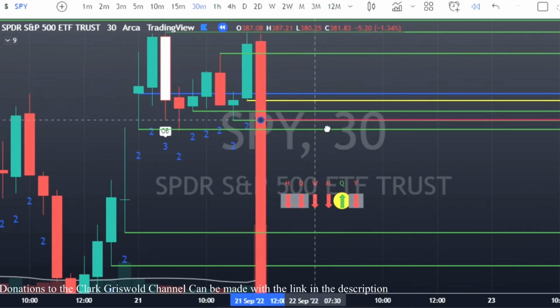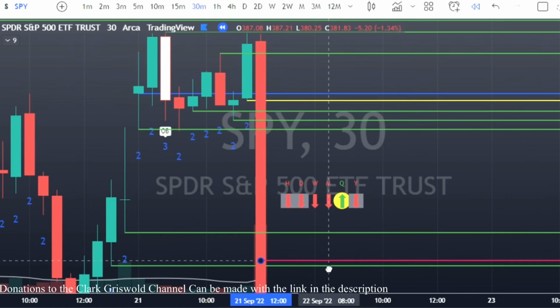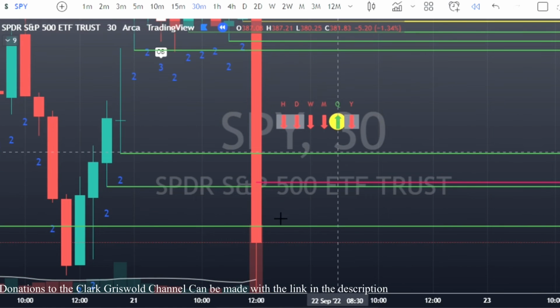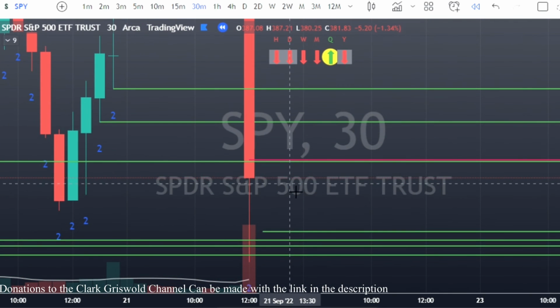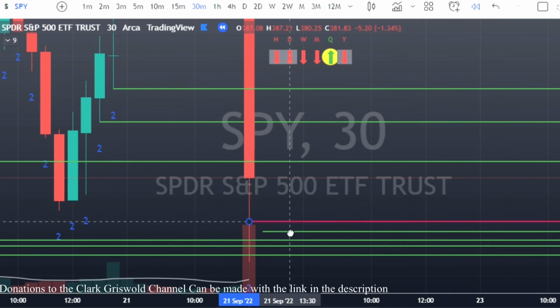Target 1, target 2, target 3, target 4, target 5. Okay, we keep going. Target 6. Look, I marked these out all the way back. Target 7, target 8, target 9.